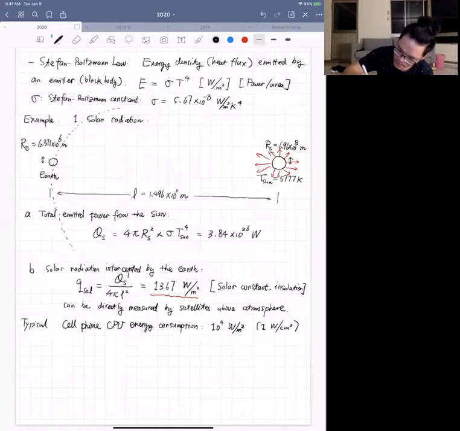So as you can see, the solar flux arriving on Earth is actually 1/10 of the energy dissipated from your cell phone CPU. The cell phone CPU can get hot, but not too much. So the solar heat flux is only 1/10 of the heat generated in your cell phone. That's why this is a very low energy flux, and why it's very hard to convert this flux efficiently into useful energy.